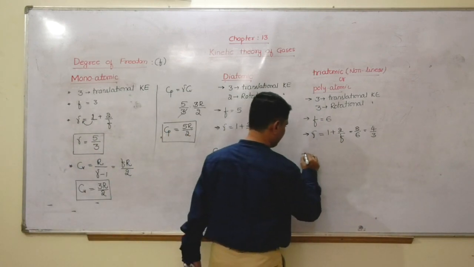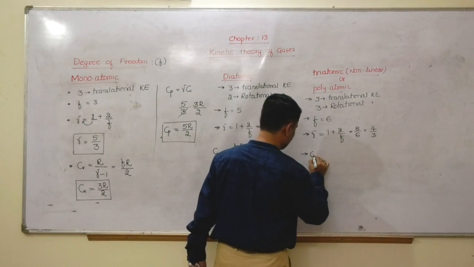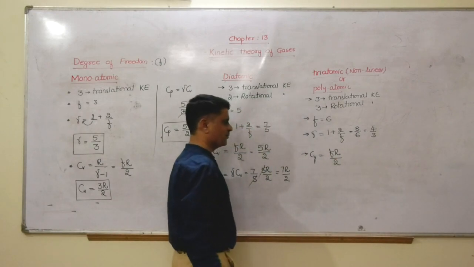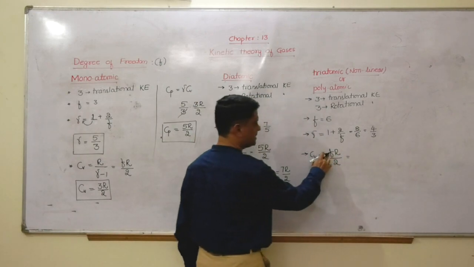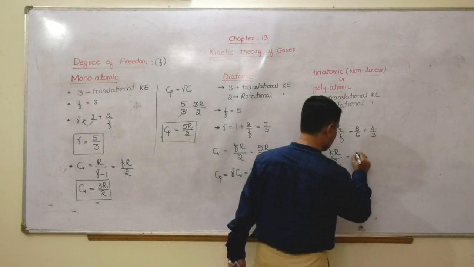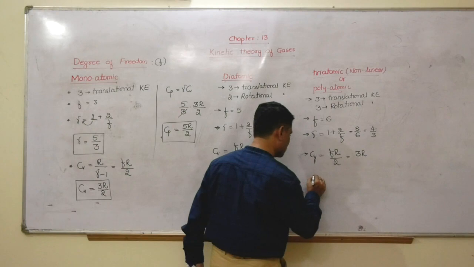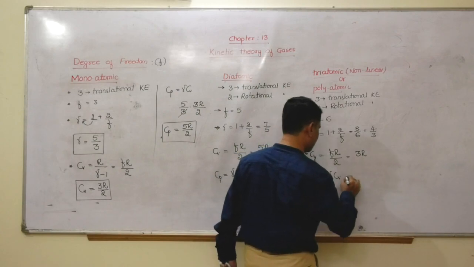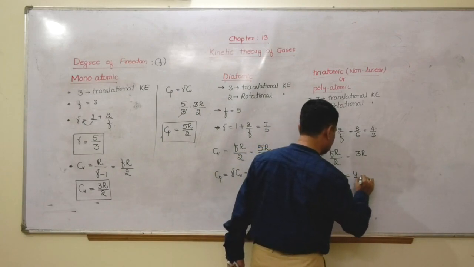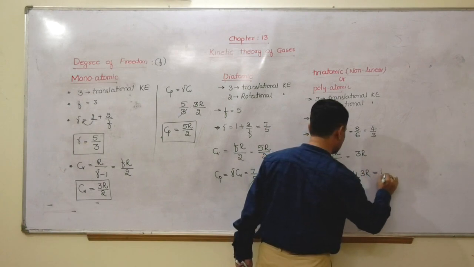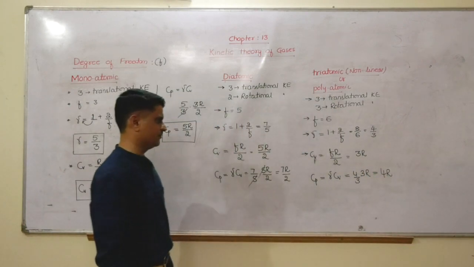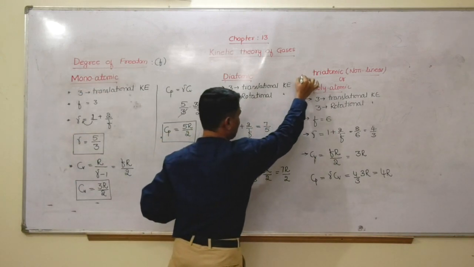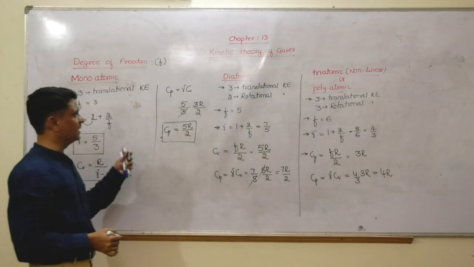Then Cv is nothing but FR by 2. Here F is 6, and 6 by 2 is 3, so it's 3R. Then Cp is gamma into Cv. Gamma is 4 by 3 and Cv is 3R, therefore the total is 4R. So this is for monoatomic, diatomic, and triatomic. Please note down.